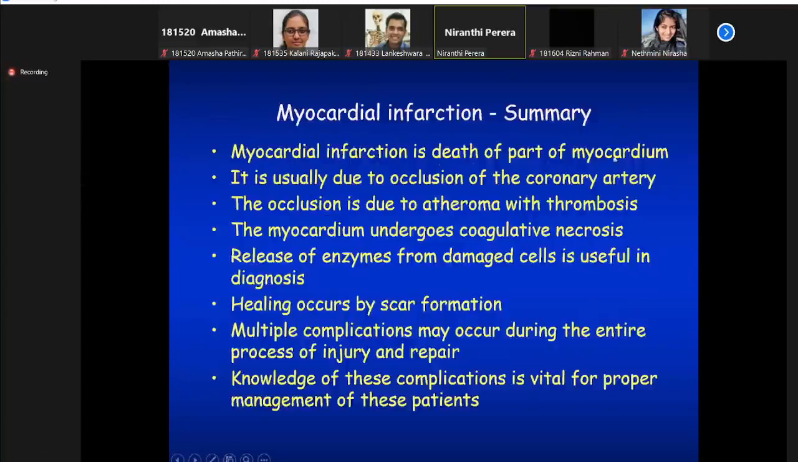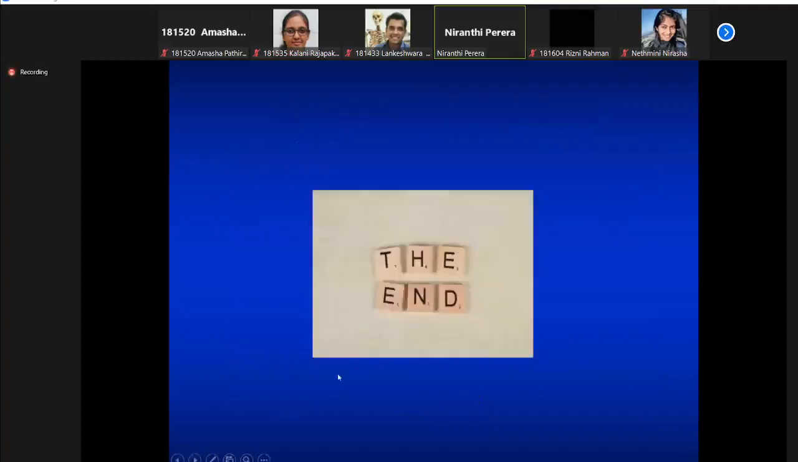Myocardial infarction is death of part of the myocardium, usually due to occlusion of the coronary artery. The occlusion is usually due to atheroma with thrombosis. Myocardium undergoes coagulative necrosis. Release of enzymes from damaged cells is useful in diagnosis of an MI. Healing occurs by scar formation. Multiple complications may occur during the entire process of injury and repair. Knowledge of these complications is vital for proper management of these patients. That's the end.